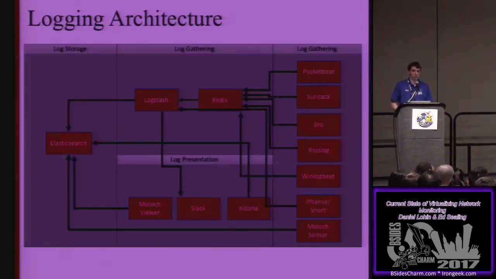Winlogbeat we added for if you need Windows. So we have a couple of Windows boxes that we're collecting information from. pfSense and Snort we're also collecting information from. So what's being dropped, what's not, and that allows us to contextualize a lot of that. And finally, we have a tool called Moloch, which I'll talk about in a bit. It's a full packet capture device.